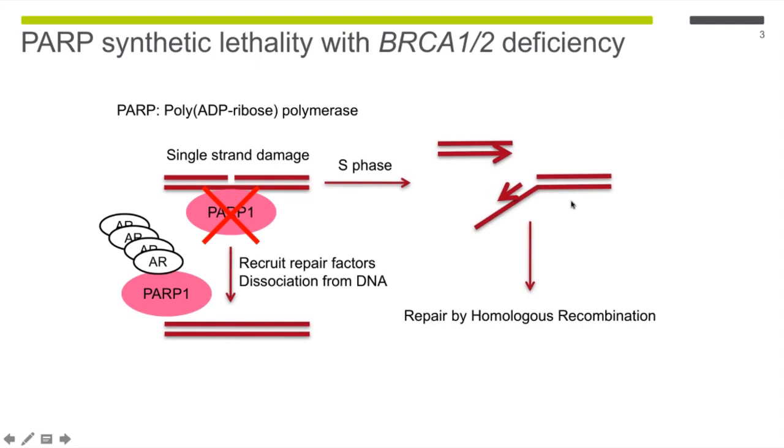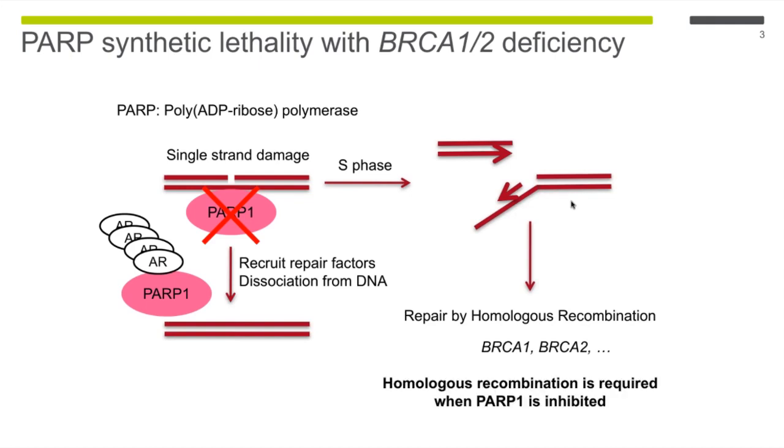So these kind of replication forks that stall in this way absolutely require the homologous recombination pathway to restart the replication fork and to continue replicating the cell's DNA and dividing. So this process is dependent on the BRCA1 and BRCA2 genes. So the thinking is that if you inhibit PARP1 and you accumulate a lot of unrepaired single-stranded DNA damage, normal cells will be able to repair this fine in S phase because they have an intact homologous recombination pathway. But if we have a tumor cell which has a mutation in BRCA1 or BRCA2, this cell will not be able to deal with this damage and will die.